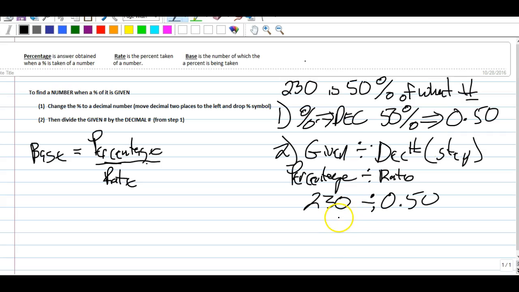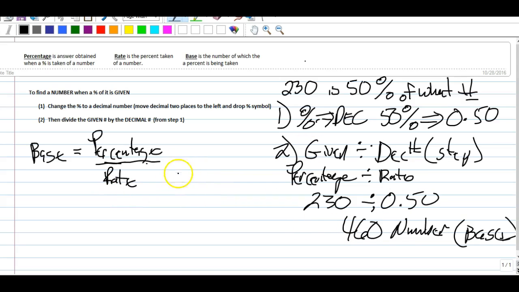And again, I'm not actually going to show you the computation here, because we have done that before. We have divided a number by a decimal number. But 230 divided by 0.5 is 460. So that's the number that I'm looking for, or in this case, the same as the base. So what does that mean? That means if I take 50% of 460, I get 230, which makes sense because 50% of something is 1/2. 1/2 of 460 is 230.